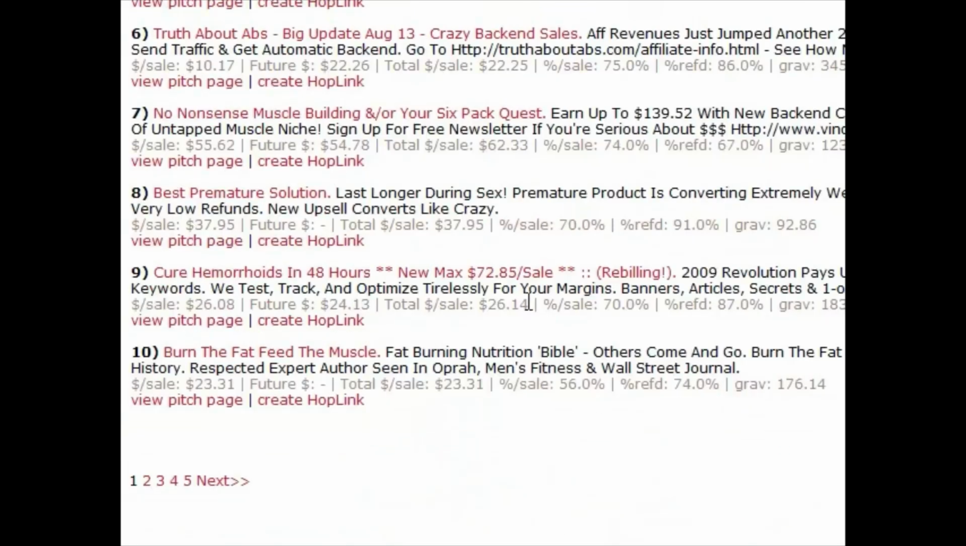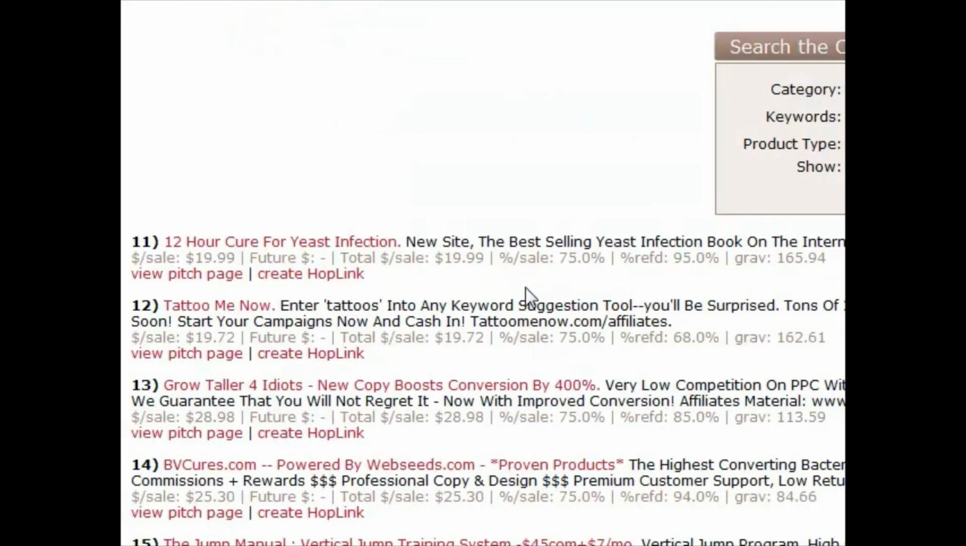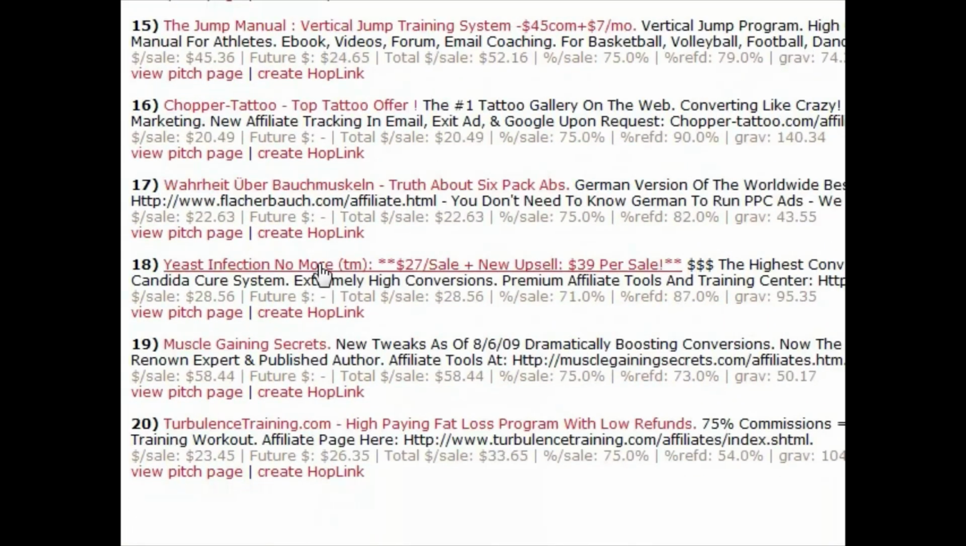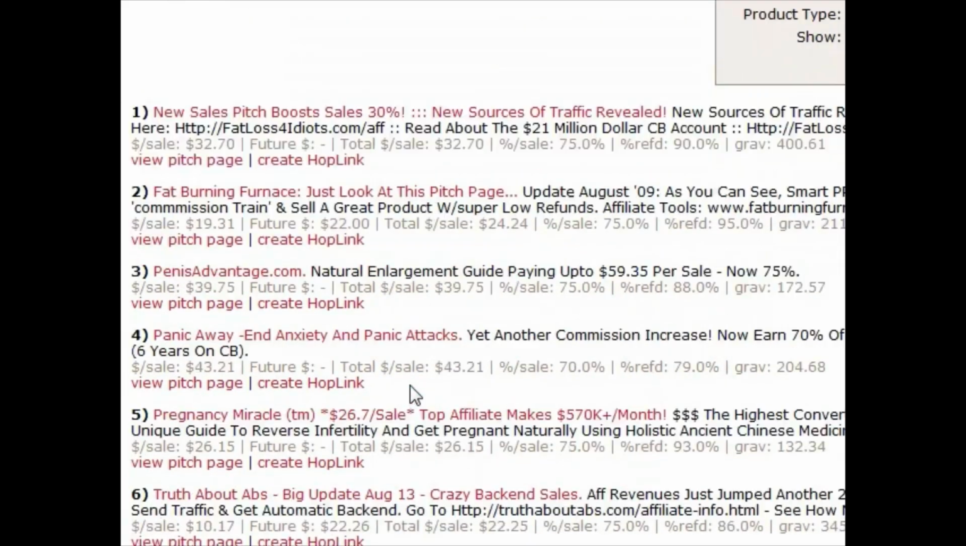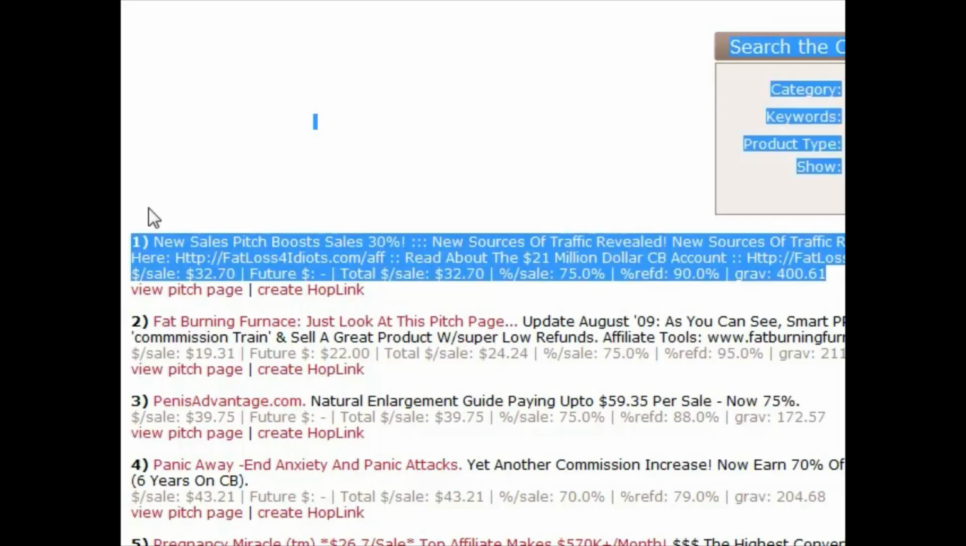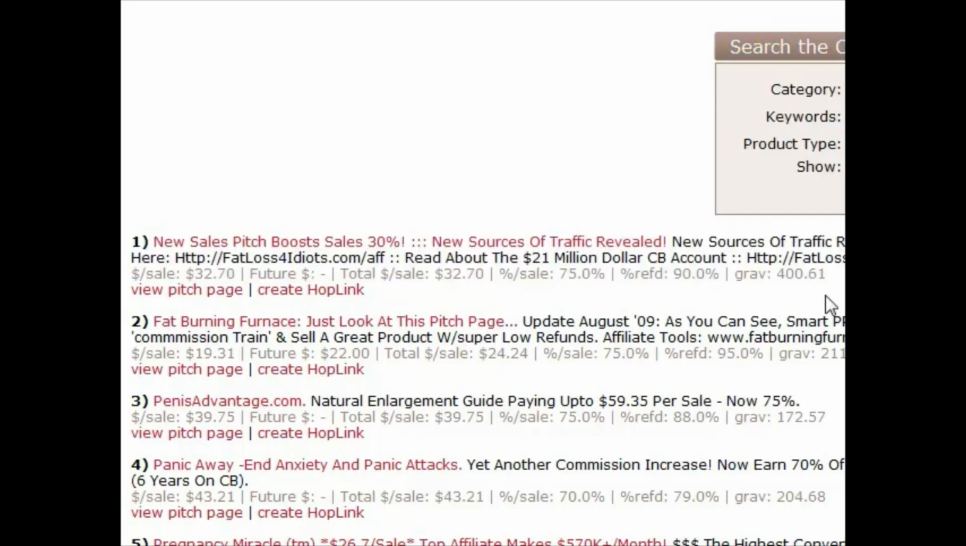You know, you can always promote a less popular thing. So if we go on page 2, stuff like this we can always promote. But I prefer to stick with the top 10 and the higher gravity whenever I'm doing this method, because I know it's converting, because a lot of people are promoting it. So that's good. So I'm just going to go with this one. And we're going to go.